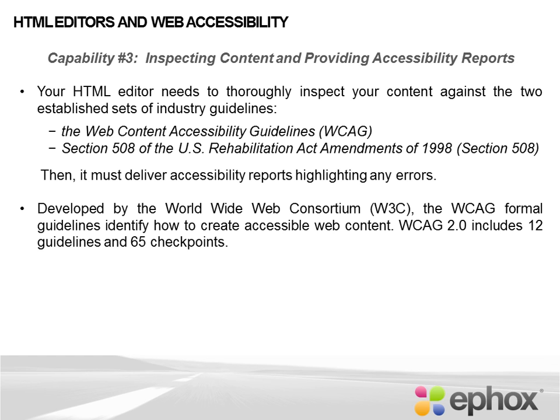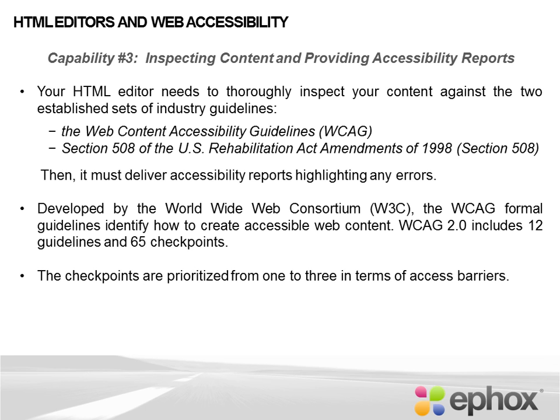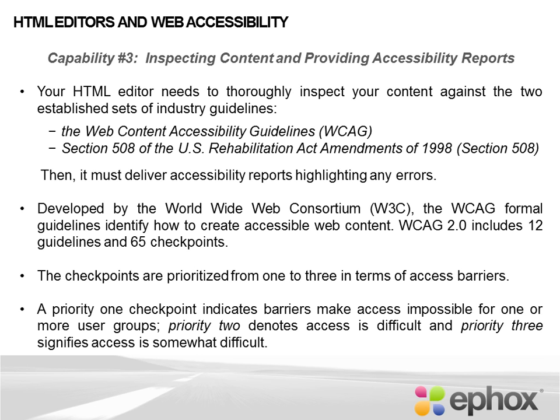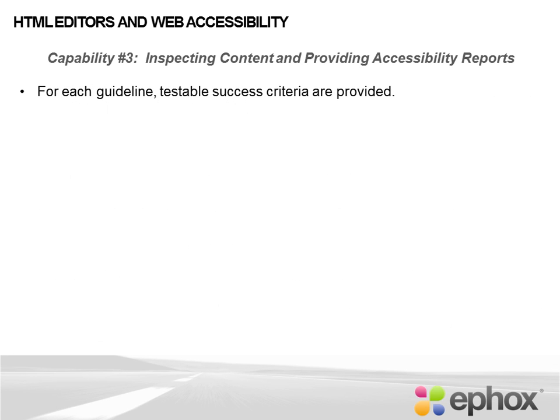Developed by the World Wide Web Consortium, the WCAG formal guidelines identify how to create accessible web content. WCAG 2.0 includes 12 guidelines and 65 checkpoints. The checkpoints are prioritized from 1 to 3 in terms of access barriers. A priority 1 checkpoint indicates barriers make access impossible for 1 or more user groups. Priority 2 denotes access is difficult, and priority 3 signifies access is somewhat difficult. For each guideline, testable success criteria are provided.